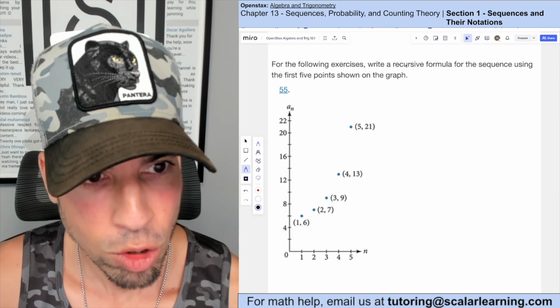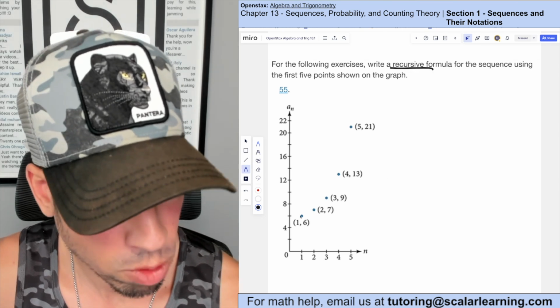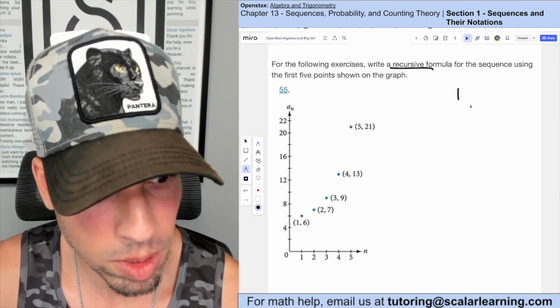Done. For this one, we're meant to write a recursive formula. So let's write these out so we can see them a little bit more clearly.